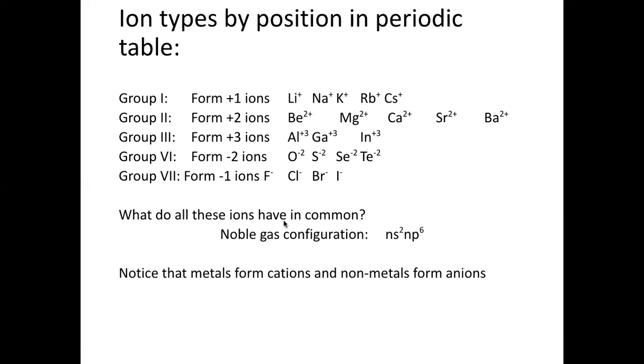And what do all these ions have in common? Well, if you have lithium and you take one electron away, now it looks like its closest noble gas on the periodic table. And so that would give it a noble gas configuration of ns2 and np6. And notice that the metals will form cations, so they tend to lose their electrons, and the nonmetals form anions, meaning they tend to take on electrons.